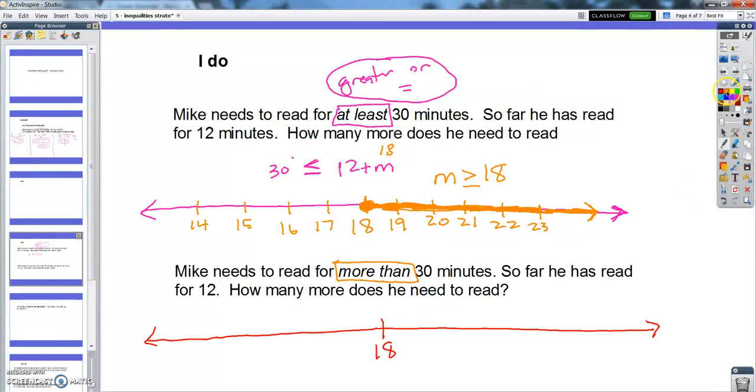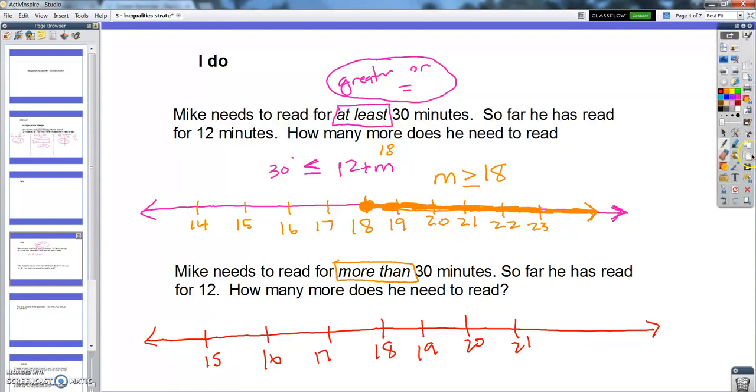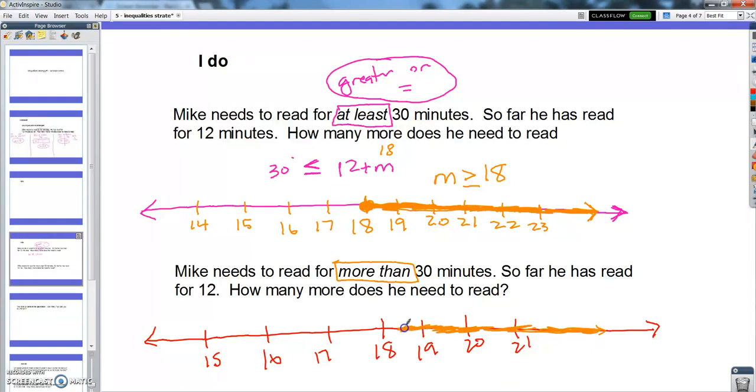So I'm going to shade that. I'm going to make that look slightly different. Check it out. I'm going to do 18, 19, 20, 21, and so on. 17, 16, 15, and so on. And now when I think about all the things he can do, everything greater than 18 is okay. Except, so it's kind of like this is all okay. This is all okay. 21's okay. 20's okay. 19's okay. 19 and a half's okay. 19 and a fourth is okay. 18 minutes and 1 second is okay. But when I get to 18, it's not.